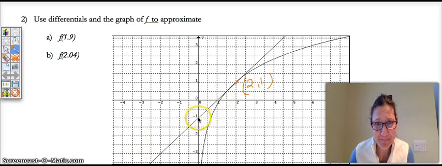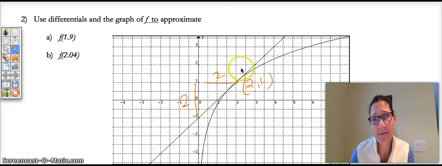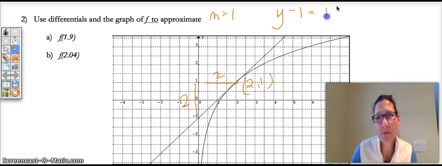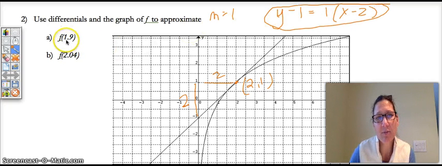Okay. So from -1 to 1 is 2, right? It's 2, and then 2 over this way. So clearly the slope of this line is 1, right? So the slope of the line is 1. So since m is equal to 1, we know the equation of the line is y - 1 = 1 times (x - 2).